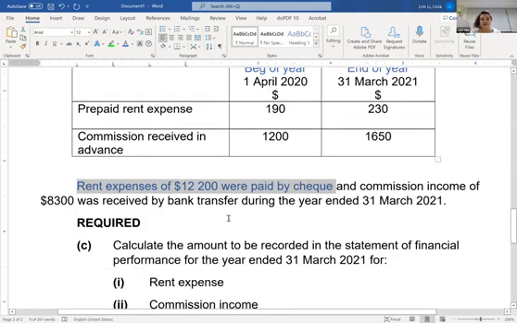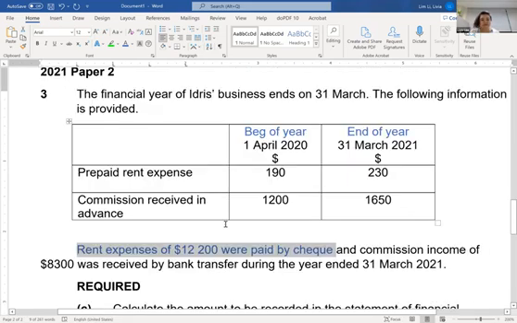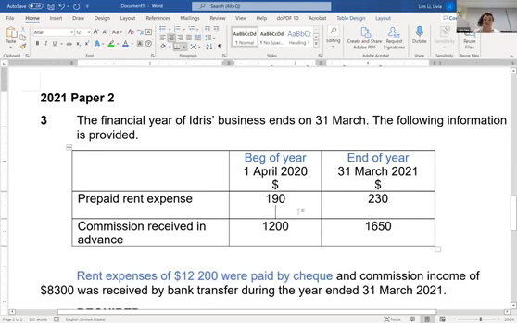And then what they want you to do is to calculate the amount of rent expense. So you're going to just focus on rent expense first. All right, so just focusing on rent expense, we want to take a look at this prepaid rent expense at the beginning of the year.